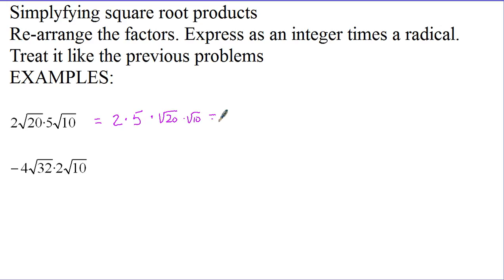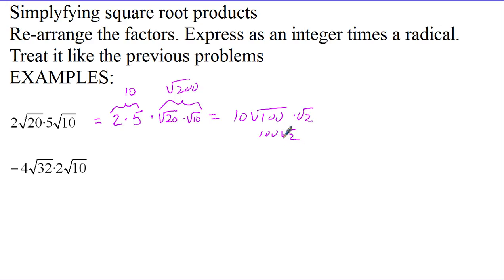And then I can tell you the answer of the 2 times 5 is a 10. I can tell you the answer of the square root of 20 times the square root of 10 is a square root 200. But that would require that I break it down a little bit further. I would call that 10 times the square root of 100 times the square root of 2. And then square root of 100 is known to be a 10. 10 times 10 is 100 times the square root of 2.